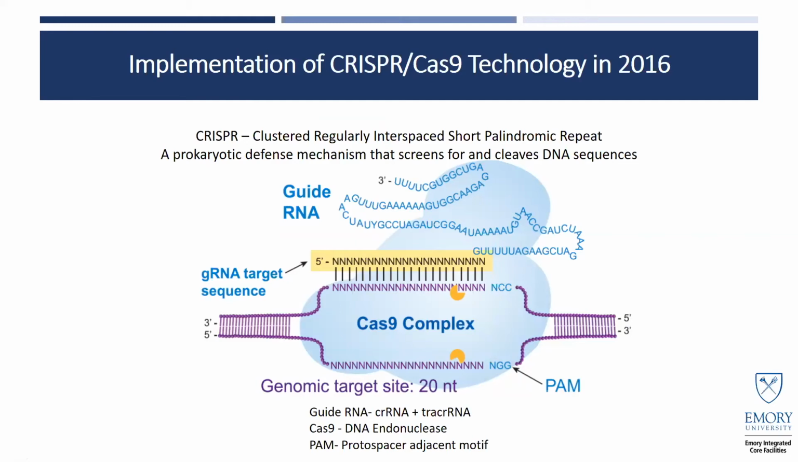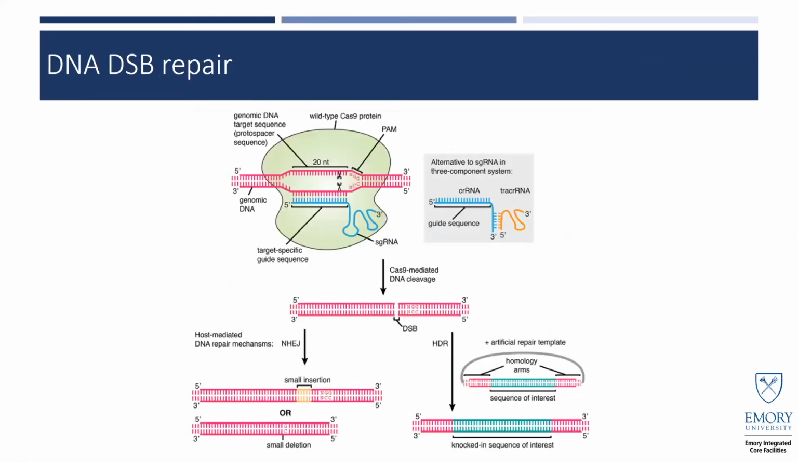So this RNP causes a double-stranded DNA break at the target location, and then this double-stranded break is repaired in the cell by one of two pathways: NHEJ, or the non-homologous end-joining repair mechanism, or homology-directed repair. In the presence of a donor sequence, the cell can use this donor sequence to replace a sequence at that DNA break site.